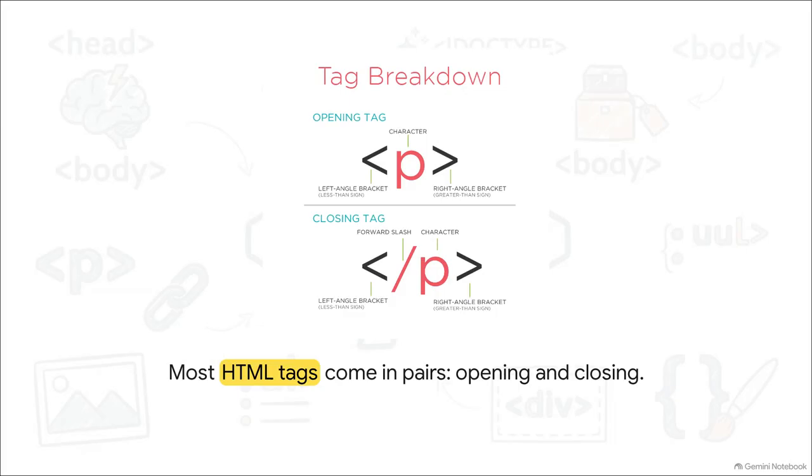Now, most of these tags act like containers, meaning they come in pairs. You've got an opening tag wrapped in angle brackets, and then a closing tag that looks almost identical, except it has a /. The actual text you want your users to see, that sits snugly right between them.